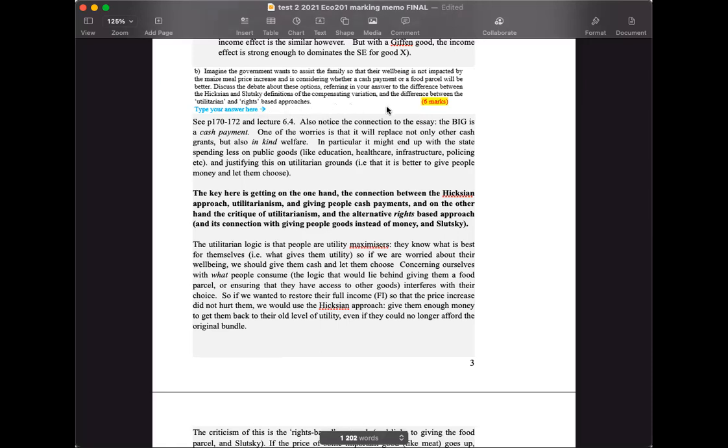Also notice the connection to the essay. The BIG is a cash payment. One of the worries is that it will replace not only other cash grants, but in-kind welfare. So understanding what in-kind means in the context of welfare. In particular, it might end up with the state spending less on public goods like education, healthcare, infrastructure, policing, and justifying this on utilitarian grounds. So it's better to give people money and let them decide with their money.